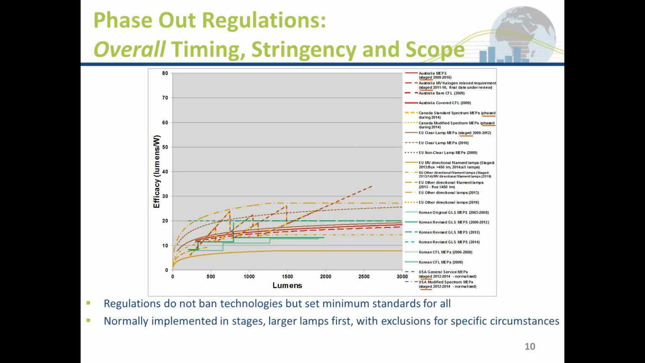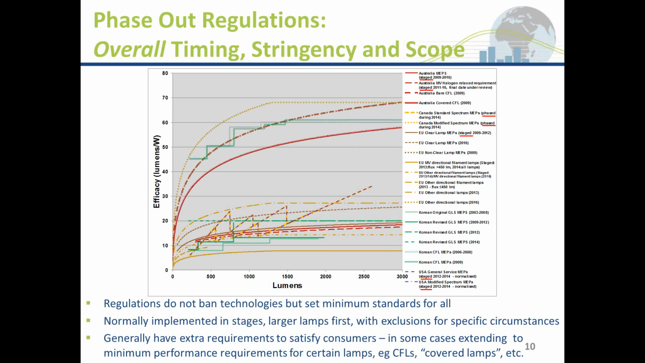Normally, regulations are implemented in stages. Larger lamps go first. Normally, there's a set of exclusions for lamps of a particular type or a particular function or under particular circumstances. And generally speaking, there are some extra performance requirements to satisfy consumers.